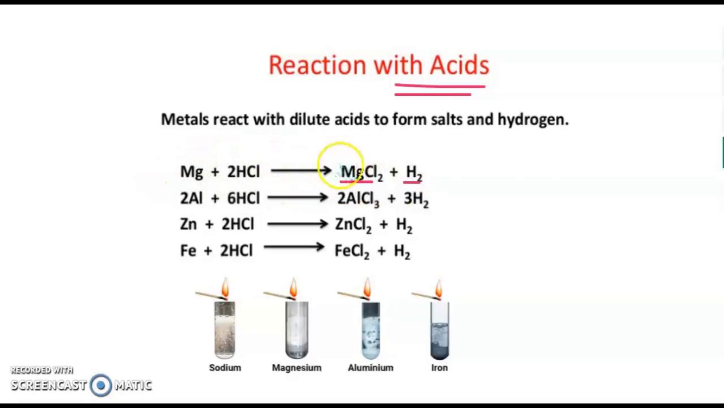So it gives, what is this? This is the salt of magnesium, the aluminium salt, zinc salt, iron salt. So what happens? The metal reacts with the acid to give salt. Salt means you have done the neutralization process. You might know what salt is. It is neutral in nature. So metal reacts with acid to form salt and hydrogen.